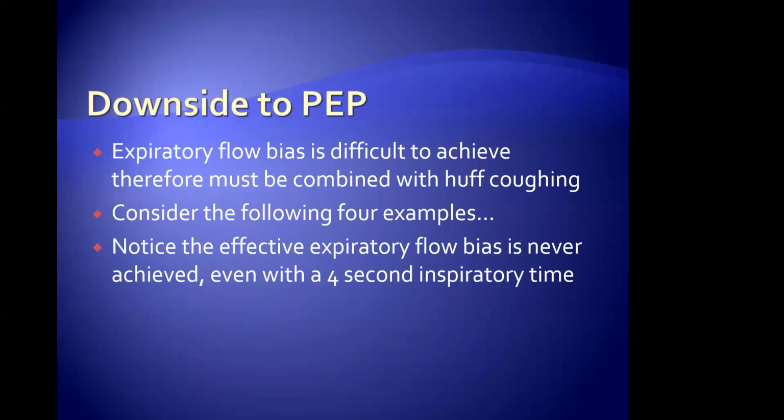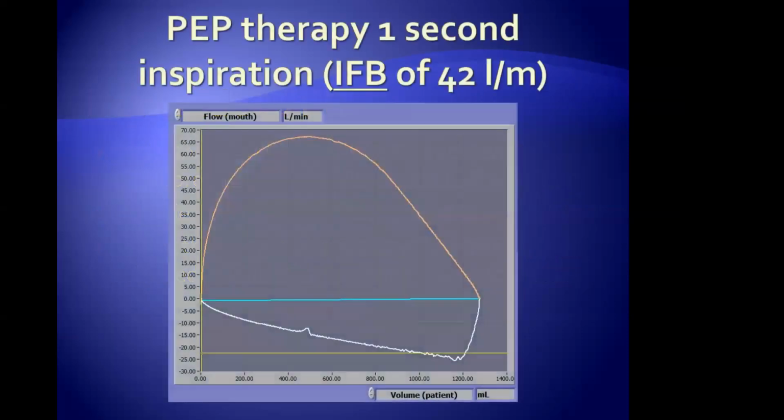Expiratory flow bias is difficult to achieve, therefore it must be combined with huff coughing. Consider the following four examples. Notice the effective expiratory flow bias is never achieved. So again, we need to coach our patient. We're going to look at this. There are some challenges to positive expiratory pressure.